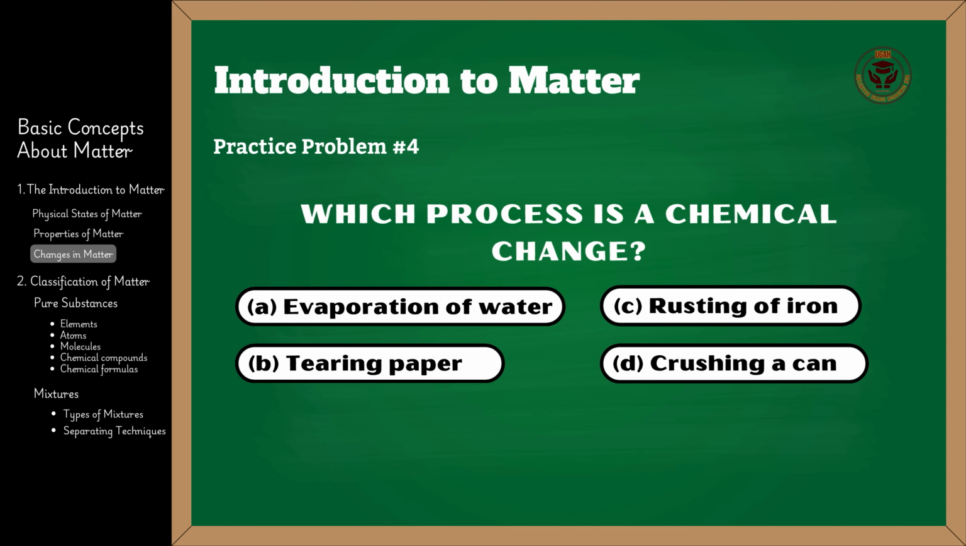Option C. Roasting of iron is a correct answer. Roasting produces iron oxide, which is a new substance, and that makes it a chemical change. Option D. Crushing a can is an incorrect answer because crushing changes only the shape of the can and does not produce a new substance.